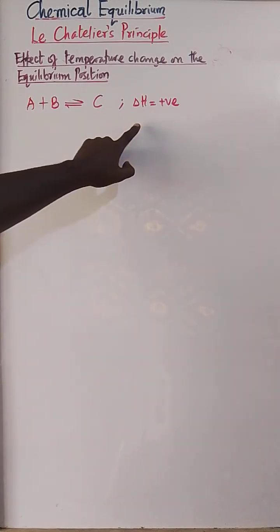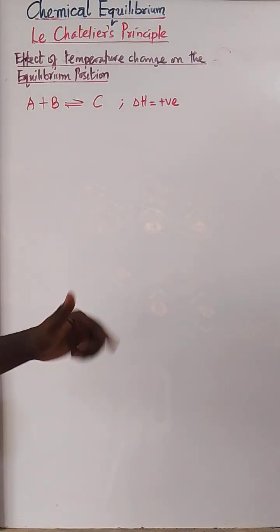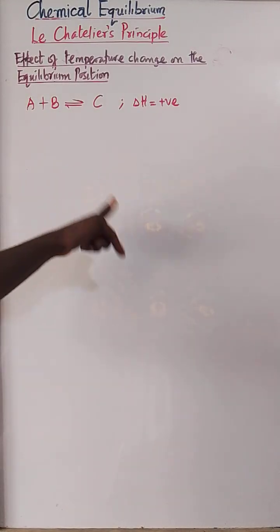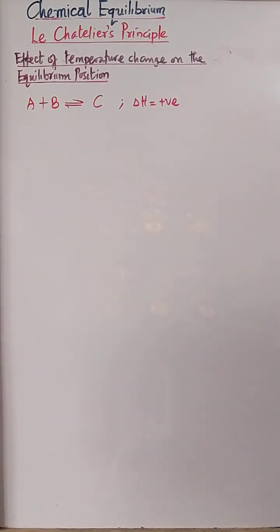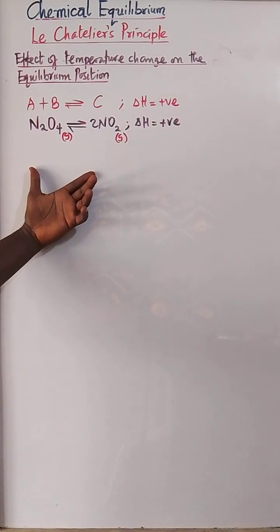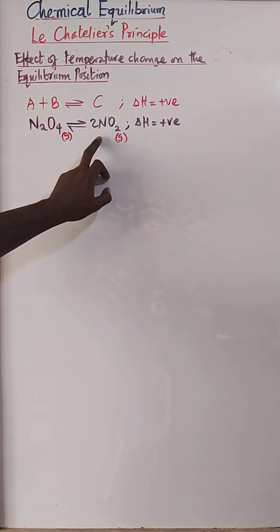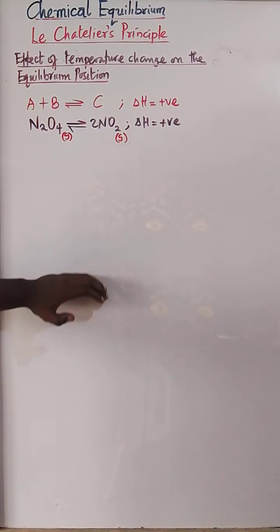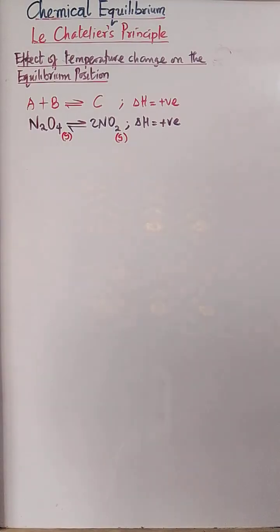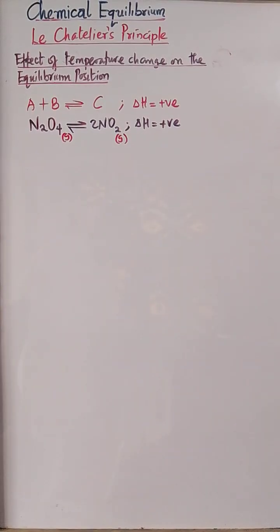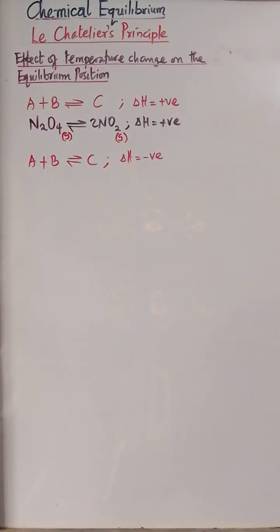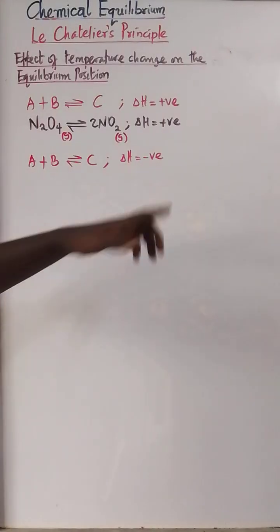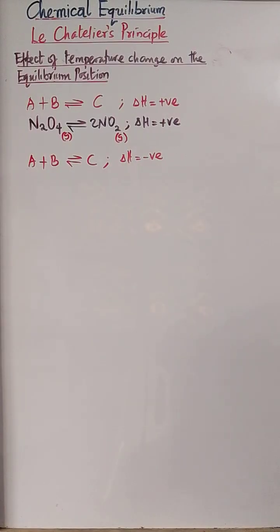So note this. For an endothermic reaction, increase in temperature will favor the forward reaction, while decrease in temperature will favor the backward reaction. For example, this particular reaction is endothermic. So if we increase the temperature of the system, you get more NO2. And if the temperature is decreased, we are going to form more N2O4.